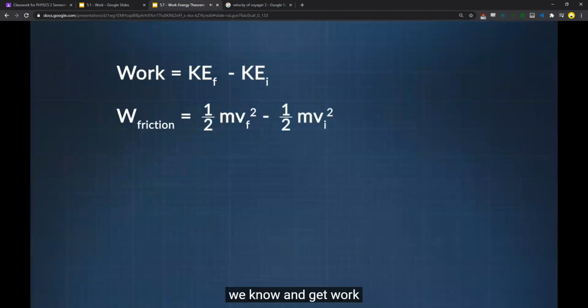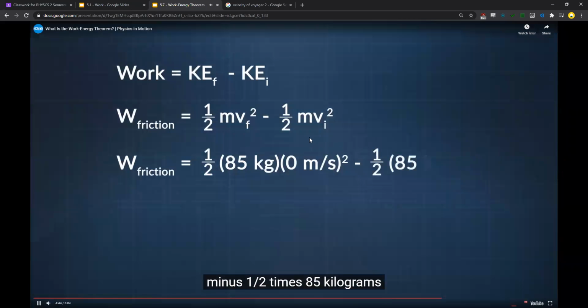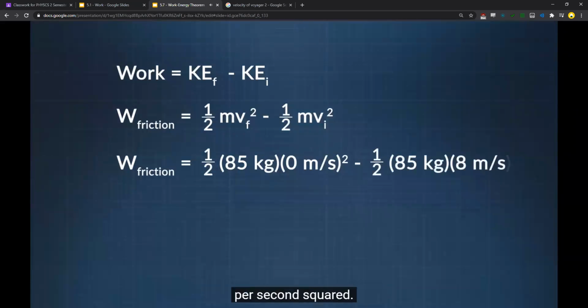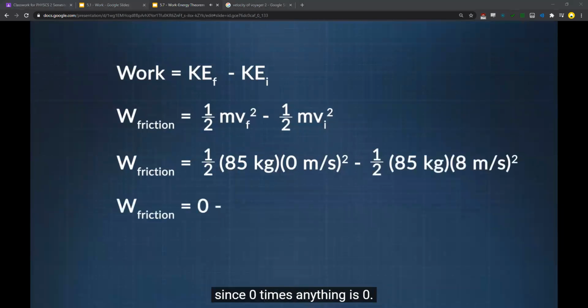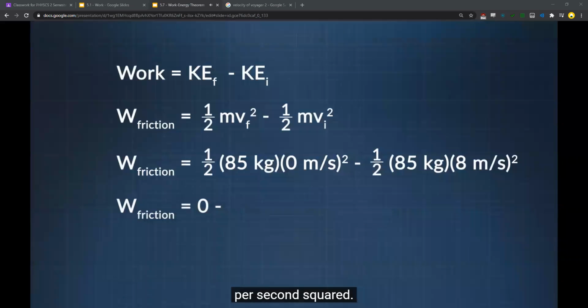All right, we're going to plug in the values we know. Work done by friction is equal to 1/2 times 85 kilograms times 0 meters per second squared minus 1/2 times 85 kilograms times 8 meters per second squared. Now the first part of the equation will be equal to 0 since 0 times anything is 0. And that leaves us with negative 1/2 times 85 kilograms times 8 meters per second squared.